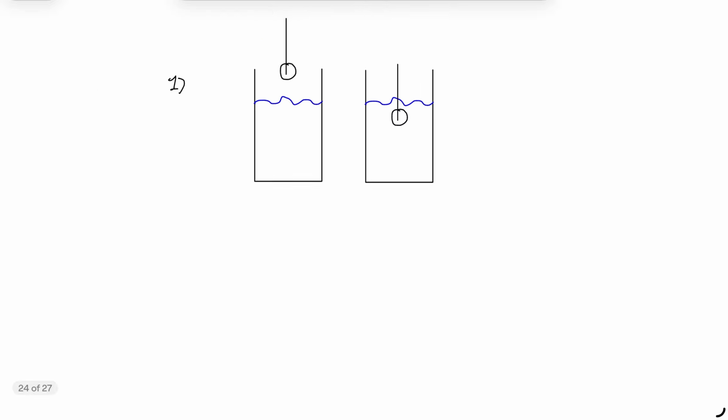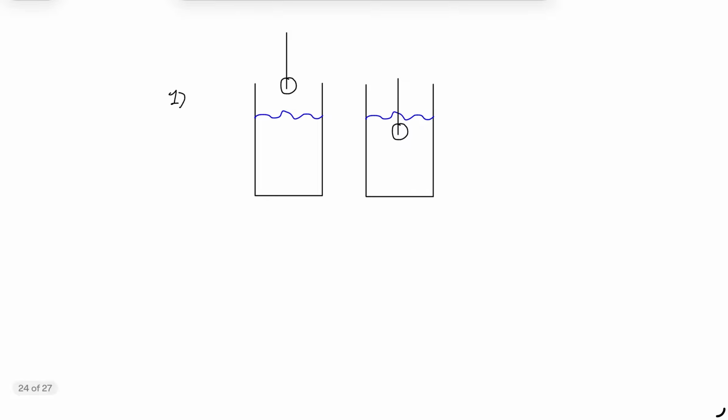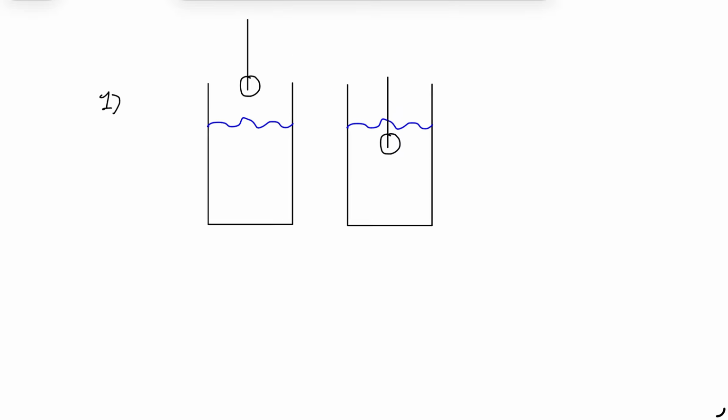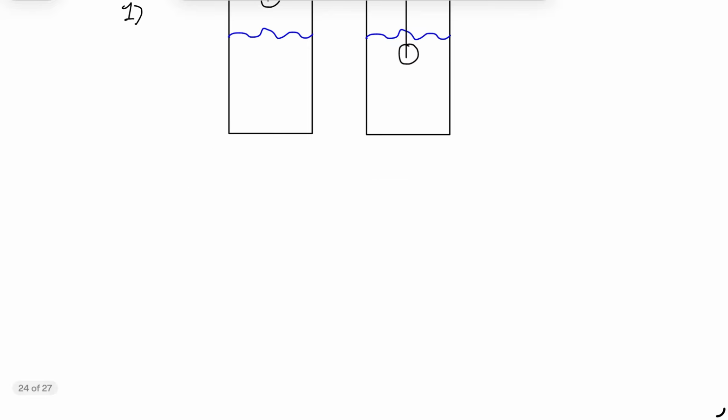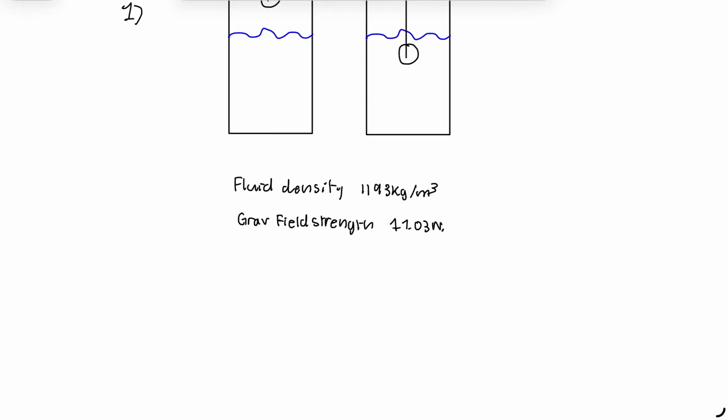So here you would record the tension in the string as the rock is suspended in the air. We're going to use the mass of the rock, and then we're going to lower it into the fluid. So in this problem, our fluid density is equal to 1193 kilograms per meter cubed. Our gravitational field strength is equal to 11.03 newtons per kilogram.